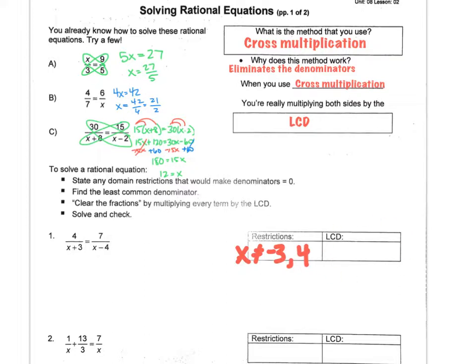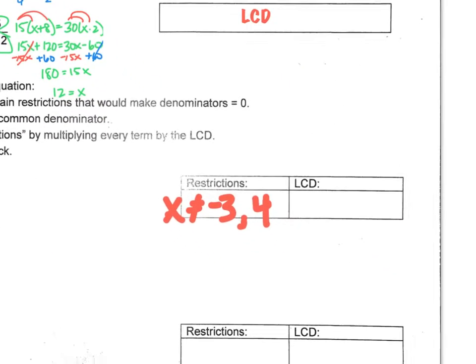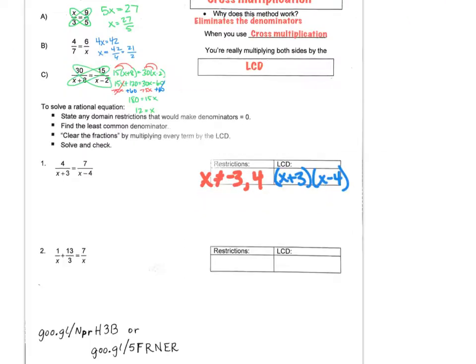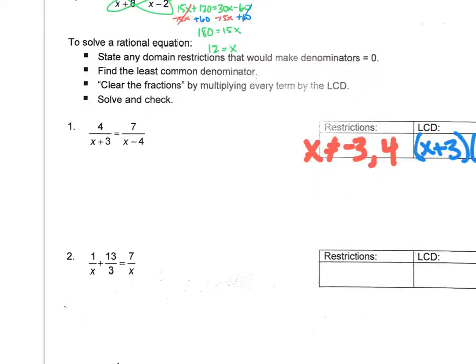Now, to find this LCD, we do that the same way. Like, imagine that there was a plus sign in between here, right? What does this denominator have that this one doesn't? And what does this one have that this one doesn't? Well, we ended up getting that our least common denominator is whenever we just multiply those things by each other. So x plus 3 times x minus 4 would be the LCD. And normally that'll come in handy because that's how we're going to clear the fractions, by multiplying every term by the LCD. But because we just have a fraction set equal to a fraction, we're just going to use cross multiplication to solve.